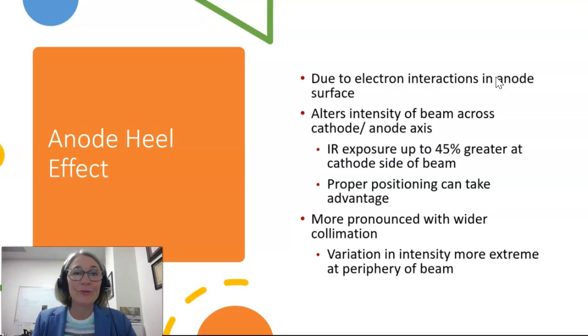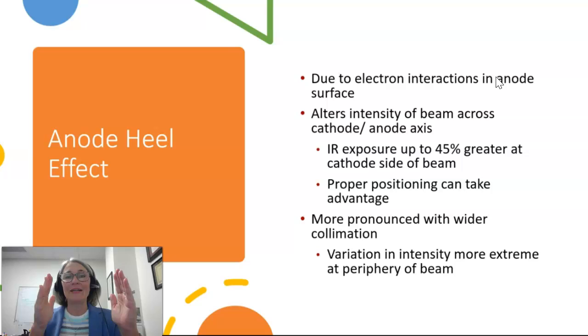All right. Anode heel effect. So we've talked about this in the past also. It's due to electrons interacting in the anode surface, okay, and alters the intensity of the beam across the cathode-anode axis. Remember fat cat. So the IR exposure can vary 40%, 45% from the cathode side. So heavier on the cathode side. Remember fat cat. So between the cathode side to the anode side, it can vary up to 45%. So really important that you remember that and you use that to your advantage, okay?